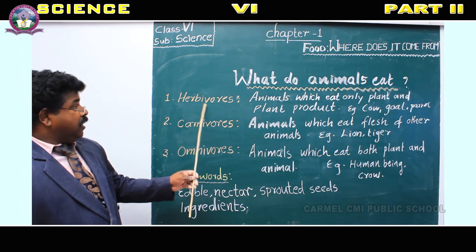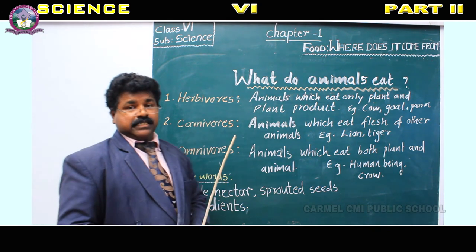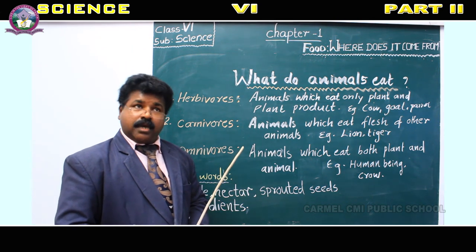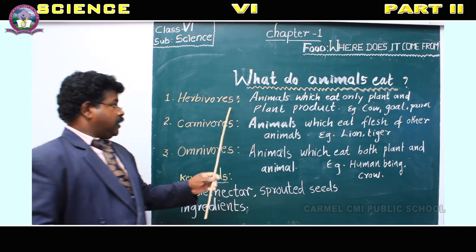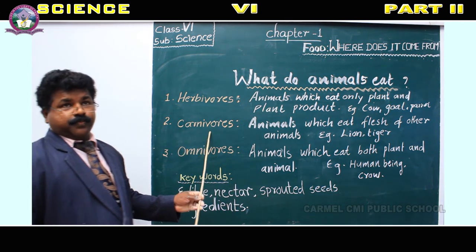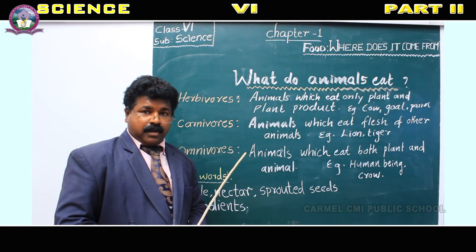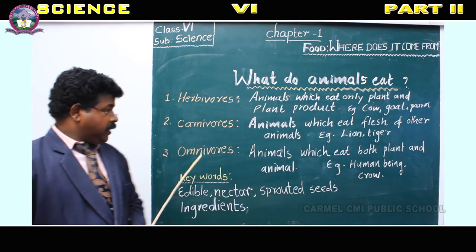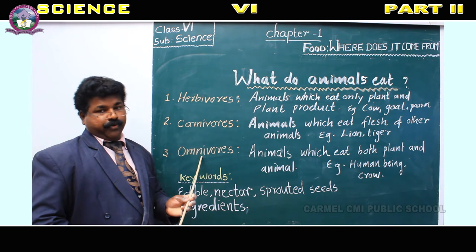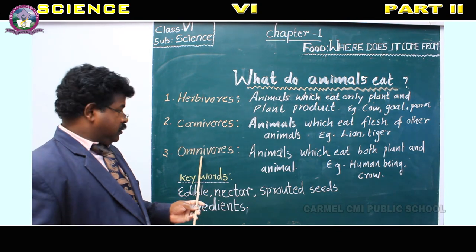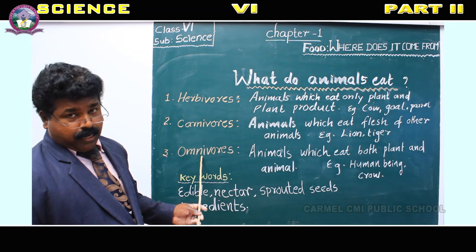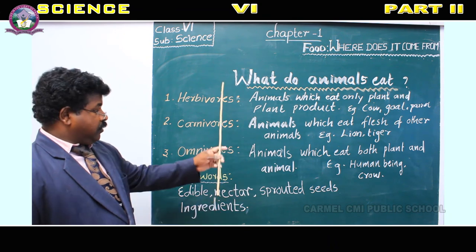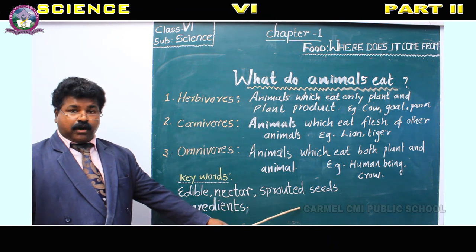The next word is herbivore. The spelling is H-E-R-B-I-V-O-R-E. Then the next one is carnivore. The spelling of carnivore is C-A-R-N-I-V-O-R-E. The next is omnivore. The spelling is O-M-N-I-V-O-R-E.